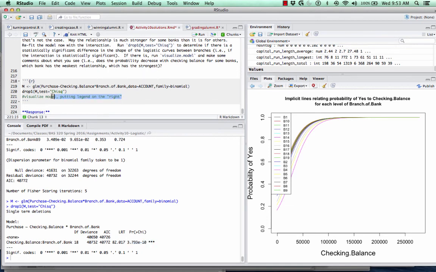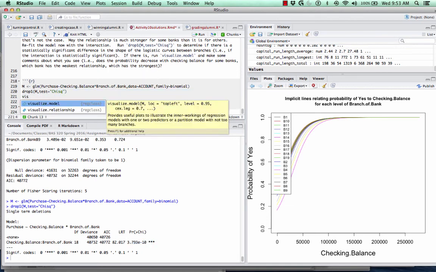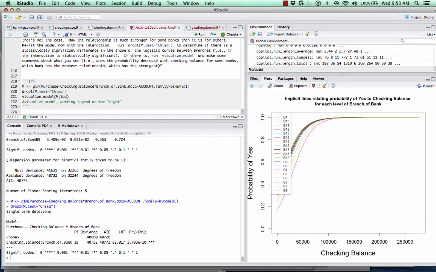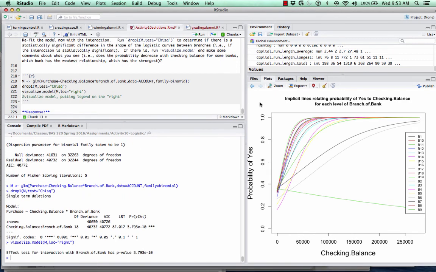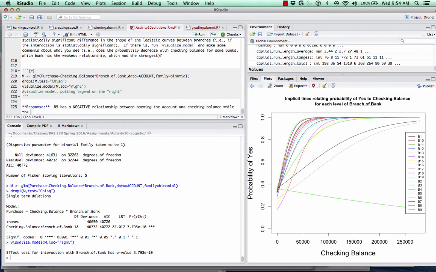So let's actually run visualize model just so we can get a little bit of additional insight. And I'm going to put the legend on the right to make things slightly more clear. Okay, so here are these differences that we're talking about. It looks like this green branch, which is probably B9. It's hard to tell if it is this green one or this green one. There's 2 green ones here. But it looks like B9 has a negative relationship between opening the account and checking balance, while the other branches have positive relationships.